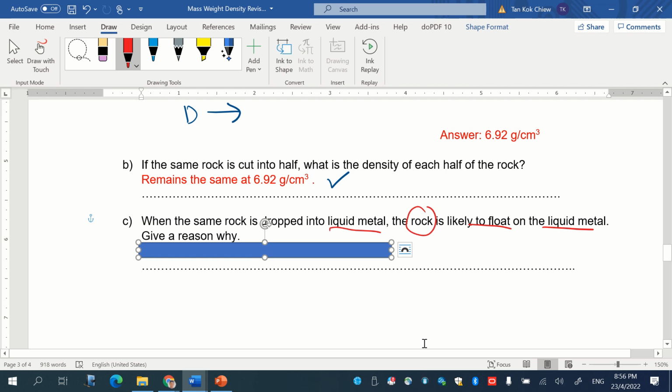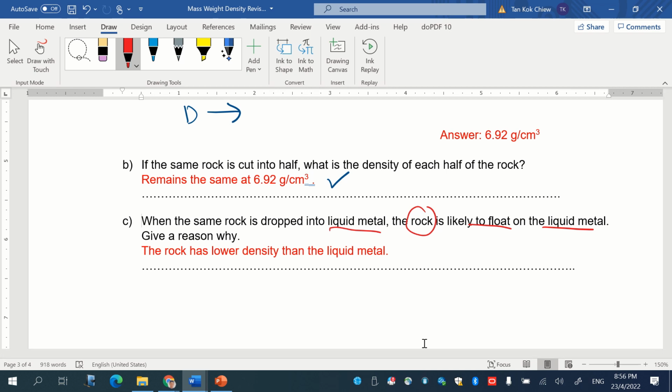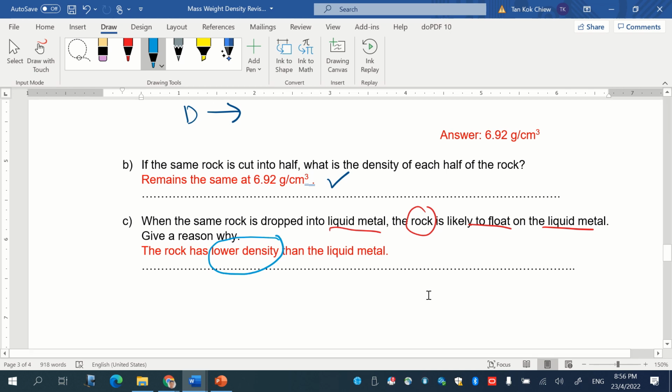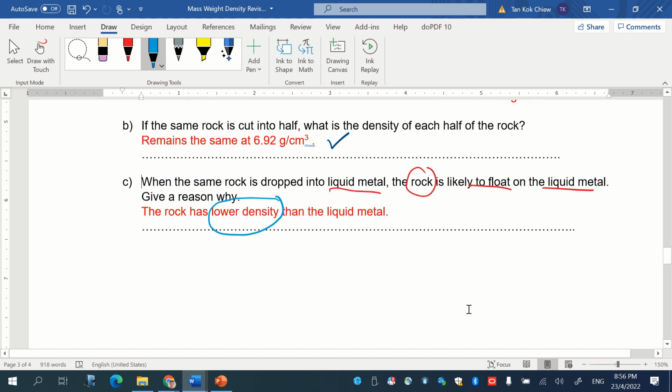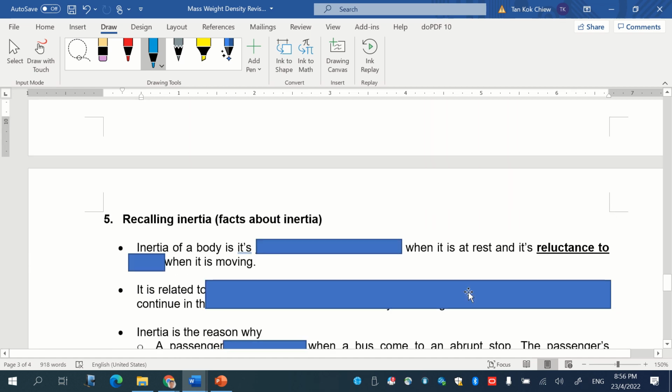Let's look at the answer. The rock has lower density than the liquid metal. That's why it floats. So you must know when to bring in density in your answer. All right, next.